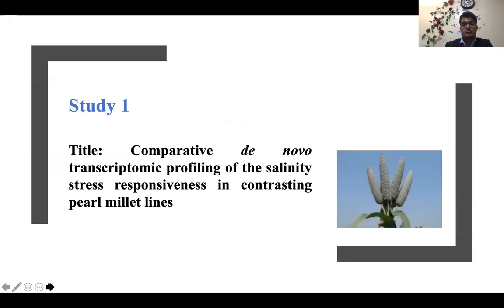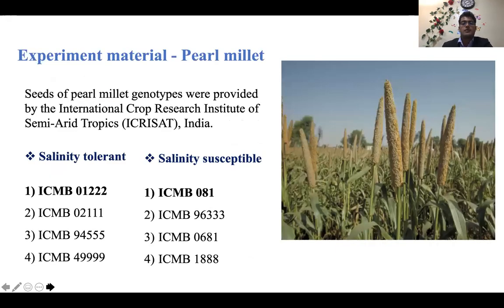First one is the comparative de novo transcriptomic profiling of the salinity stress responsiveness in contrasting pearl millet lines. Here we performed the RNA sequencing of different pearl millet lines. So, materials and methods, or seed materials of pearl millet. Initially in 2016 we got the seeds of pearl millet genotypes from ICRISAT, especially the pearl millet breeding station. Dr. Shashi Kumar Gupta provided us the pearl millet seeds for this study.